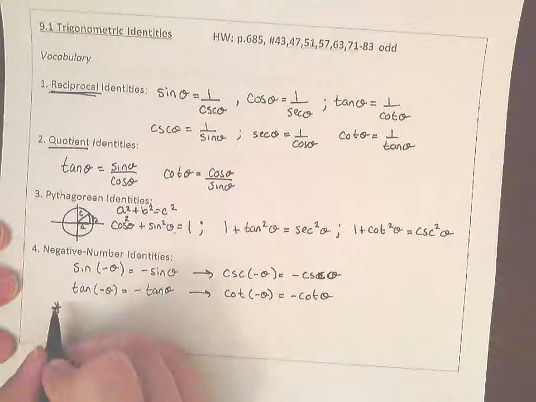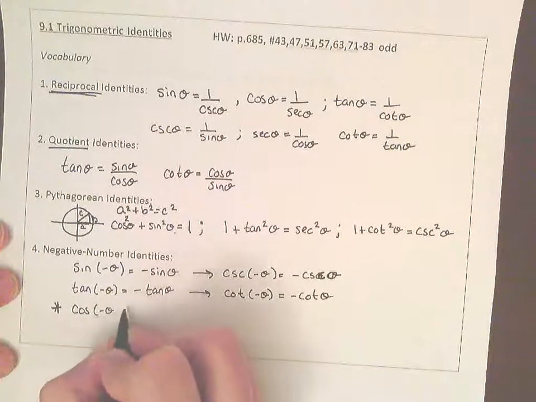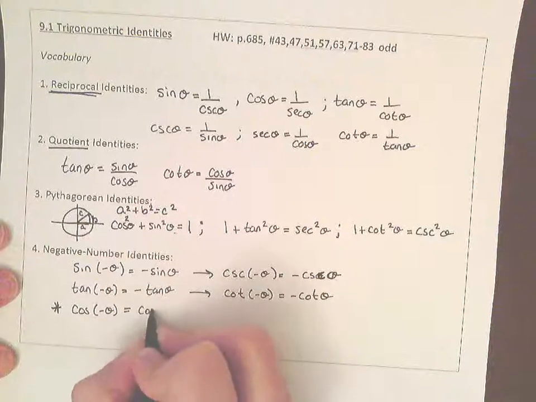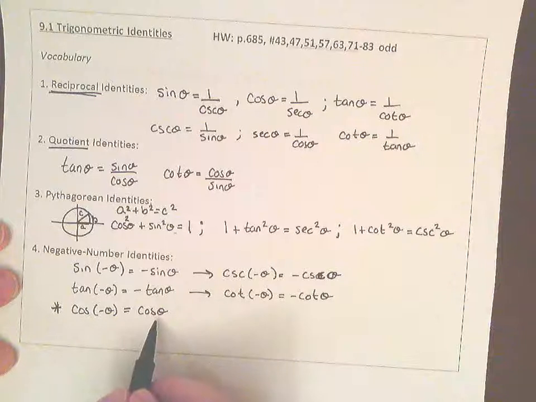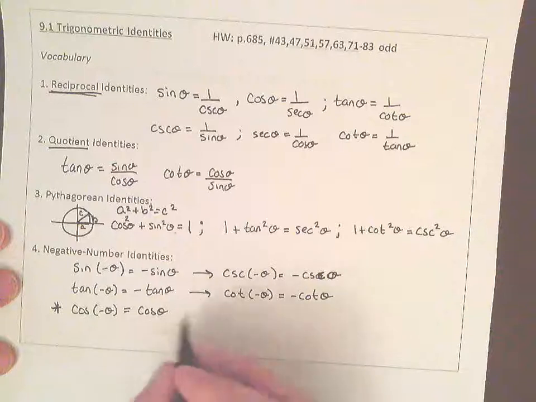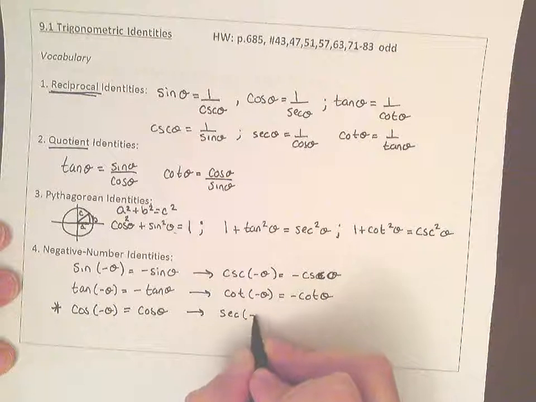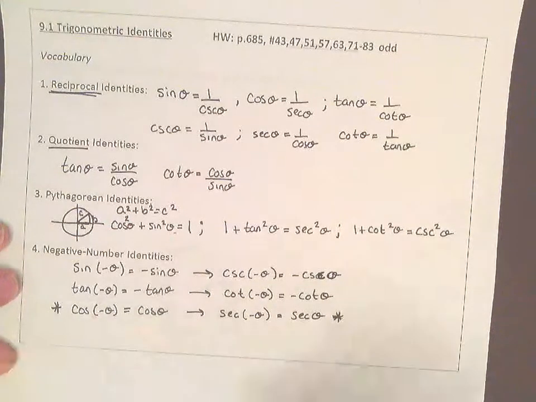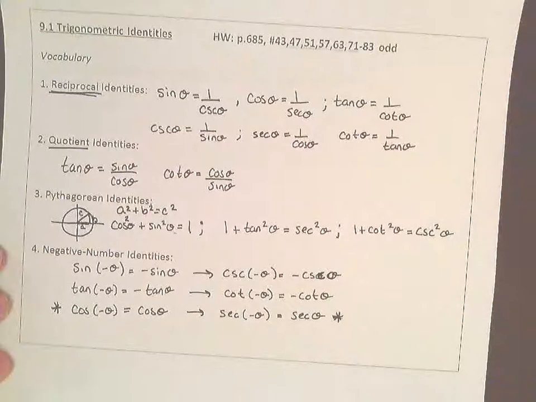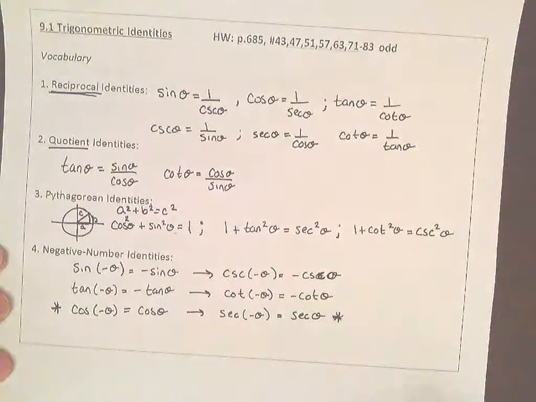But cosine is a little bit different. So cosine of negative theta is equal to cosine of theta. So if you have a negative here, it actually turns the whole entire trig problem positive. And same thing with secant. So secant of negative theta is equal to secant of theta. So these are the only things that are a little bit different. And you'll see why these are the way they are when we start doing our problems.